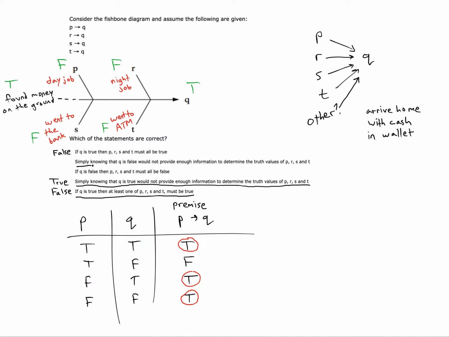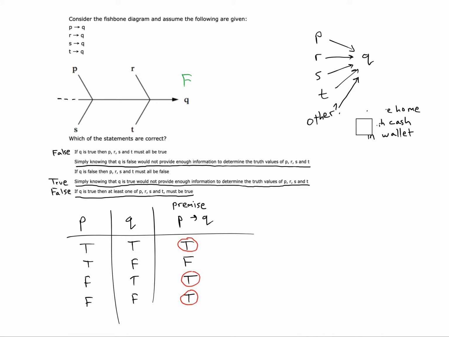Simply knowing that Q is false would not provide enough information to determine the truth values of P, R, S, and T. What do you think? Okay, so take that away. Let's start over with this.